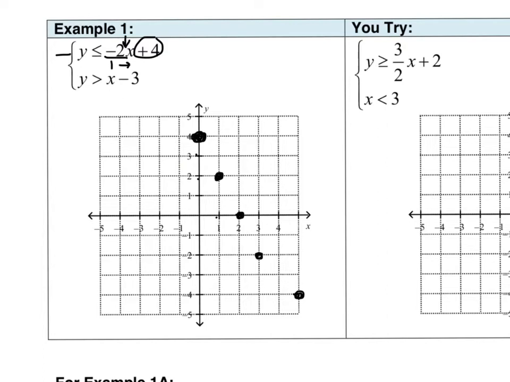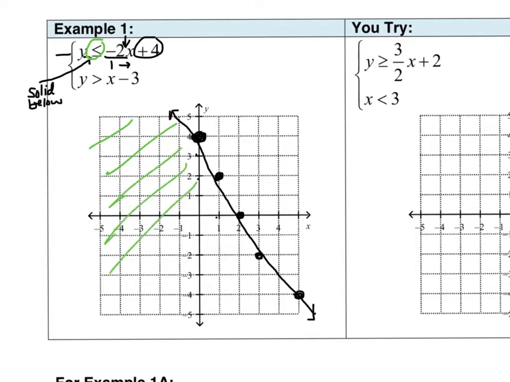Now we need to decide on the type of line. Since it has that equal sign, it'll be a solid line, and since it's a less than sign, it's going to be shaded below. So I'm going to go ahead and make a solid line, try to do yours straight, through my dots, and I'm going to shade in green everything below that line. So it's going to look like this. Everything shaded below.